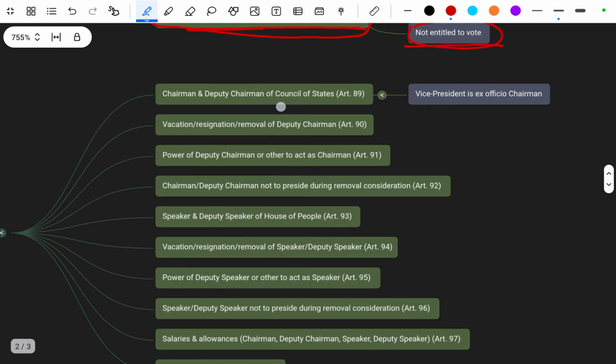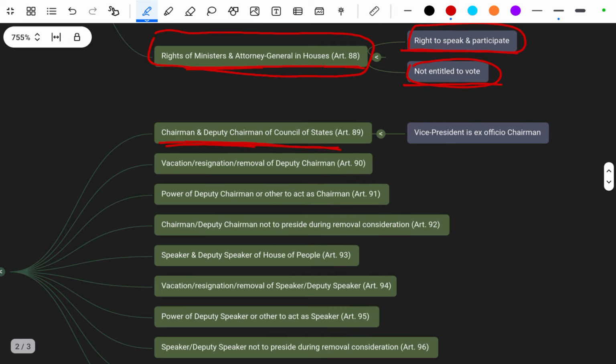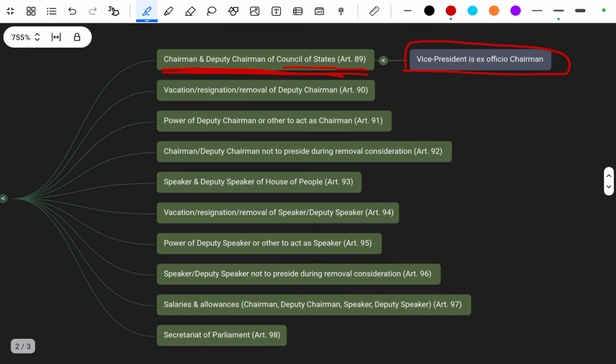That is the chairman and deputy chairman of the council. Okay, so the chairman and deputy chairman of the council, that is Article 89, right. The Vice President is the ex officio chairman of the Council of State, mentioned under Article 89. So next is the vacation, resignation and removal of the deputy chairman, Article 90. Power of the deputy chairman or others to act as chairman, Article 91. Okay, chairman, deputy chairman not to preside during the removal consideration, Article 92.